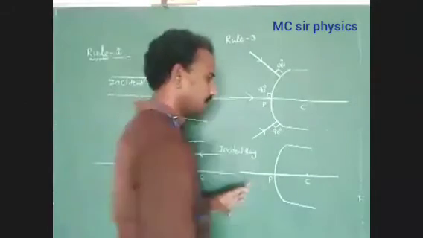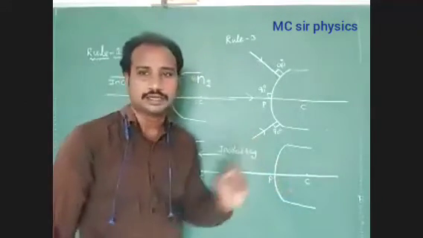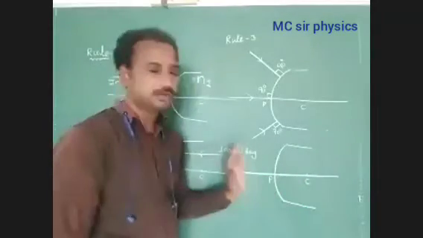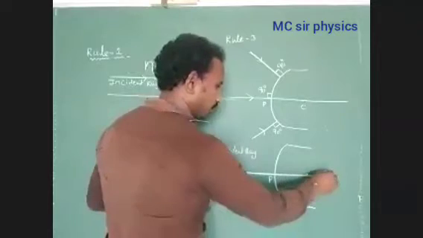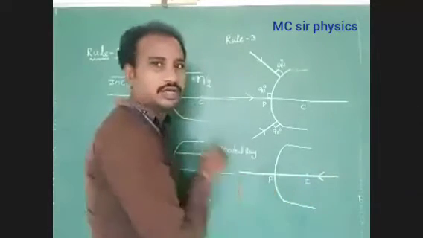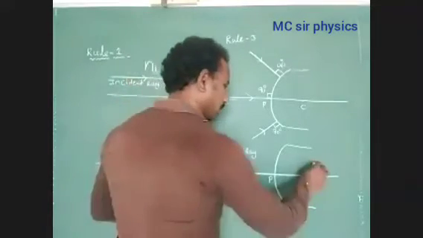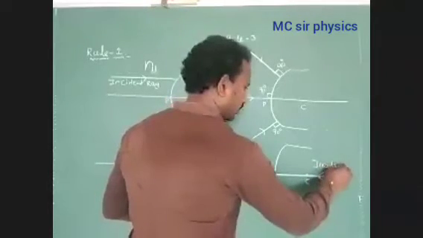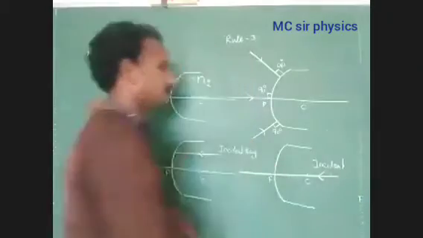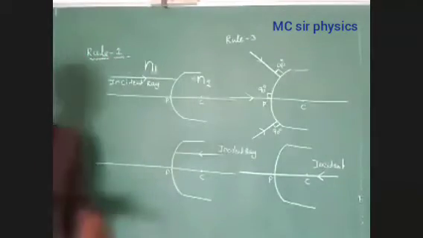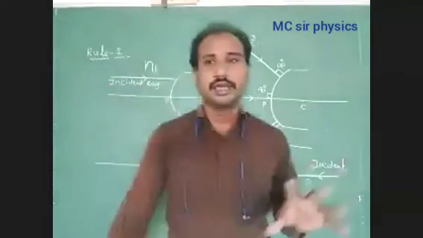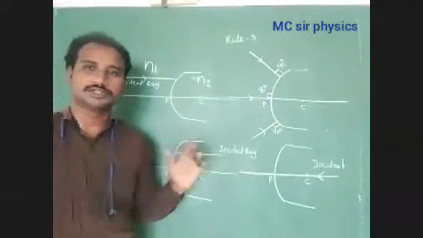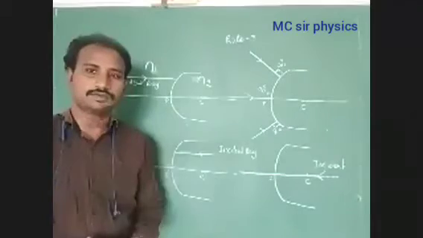Now we can consider the direction of the incident ray. The direction of the incident ray is from denser optical medium to rarer optical medium. Represent the direction of the incident ray. The incident ray direction is from denser optical medium to rarer optical medium. These four rules are related to the convex curved surface.